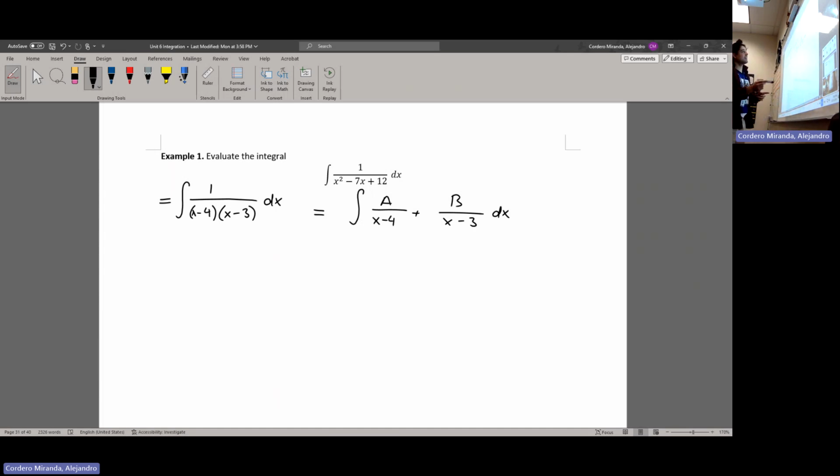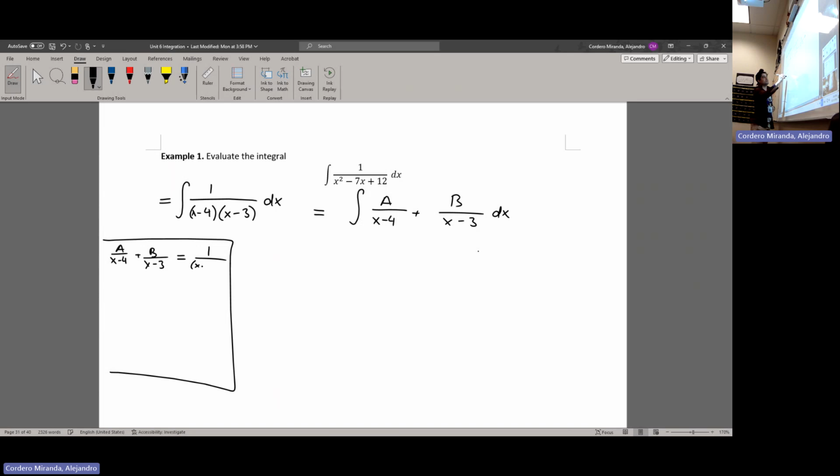Okay, and like I said, once I combine these equations, once I get a common denominator and combine them, I should get back to the original numerator. So what do I mean? I mean that if, let me do some side work over here. If I add these, I should get back to this.